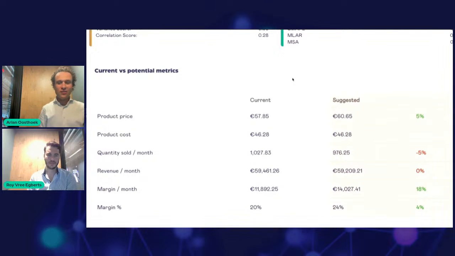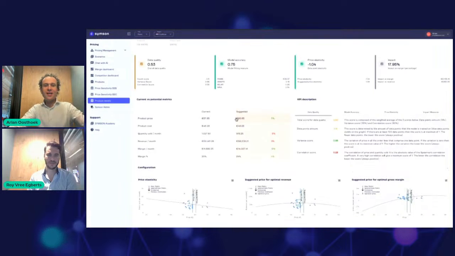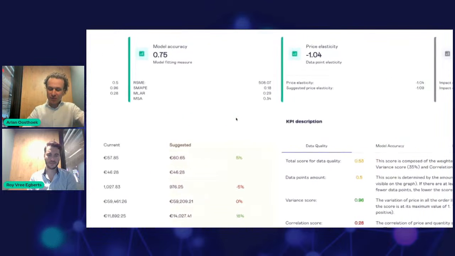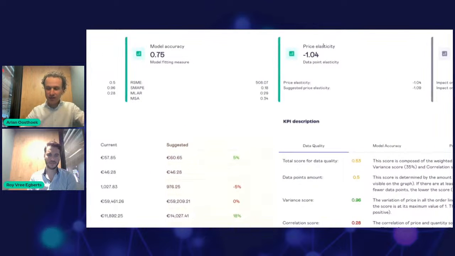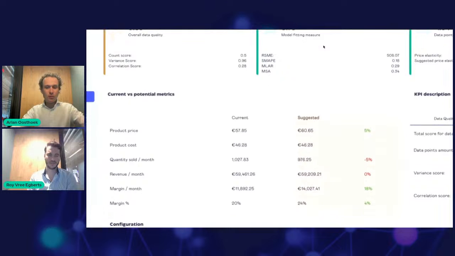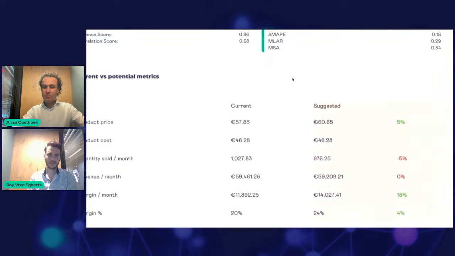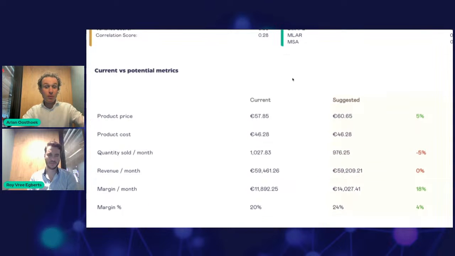But of course, this is not a 100% certain prediction. I think we already discussed it, but in statistics, you have something like: there are no certainties, only probabilities. So based upon the model accuracy, we give you a kind of probability score.